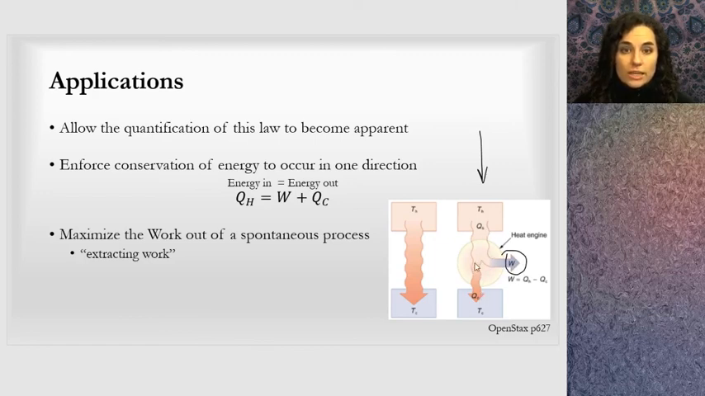This is what we call a heat engine, and what we really want to do is maximize the work out of a spontaneous process. How we quantify this is just saying that the energy in, which is just the heat in from the hot reservoir, has to equal the work that is extracted plus the heat that was left over and was going to the cold reservoir anyway. This is a very common sense accounting of all of this energy. So that will be our focus of applications in the next lesson.